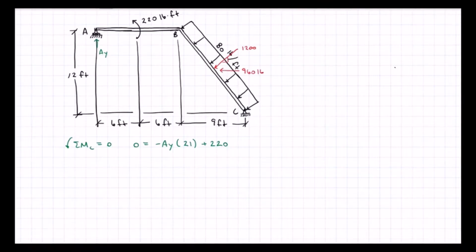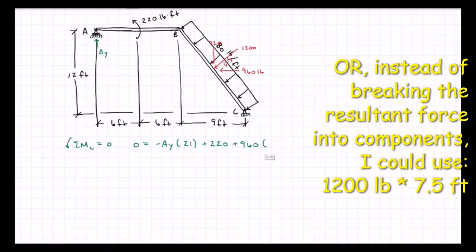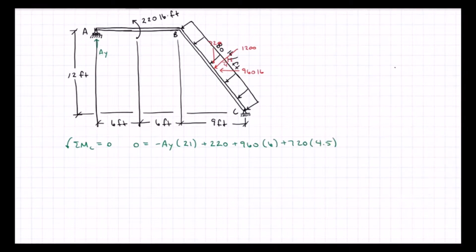So this will be acting perpendicular, right? So if this is a 3-4-5, then this is a 4-3-5. And my vertical component is 720. So we're going to add 960 times 6 and 720 times 4.5. And we end up with AY is equal to 439.048 pounds. And that ended up positive, so it is acting up.